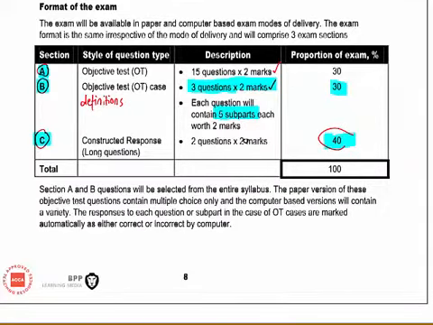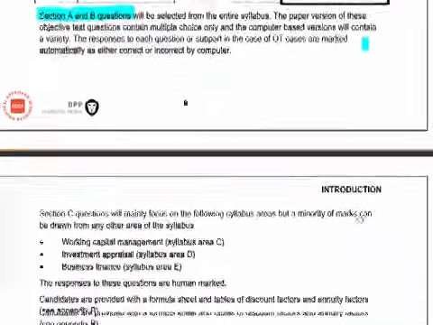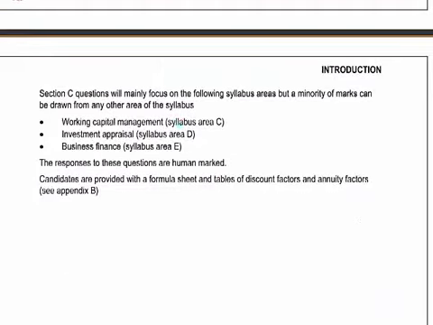Now the key thing to be aware of here is that whereas section A and section B of the exam could test anything, section C of the exam will concentrate on 3 key syllabus areas. So these are the 20-mark questions. 2 questions, 20 marks each, and a question will either be mainly on working capital or business finance. That's normally one of the questions, and the other question we would expect to be on investment appraisal.